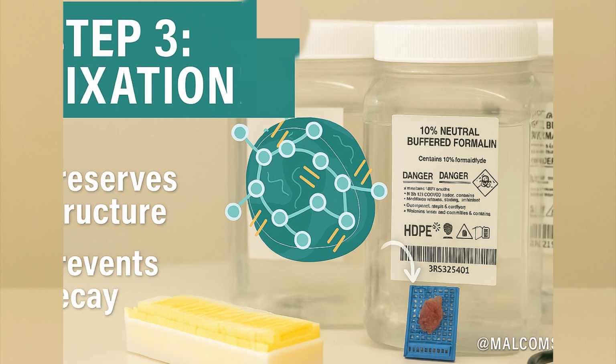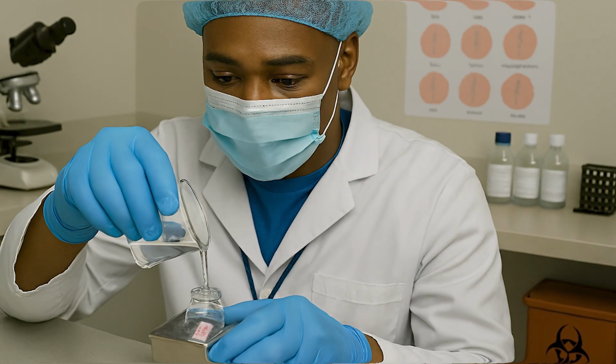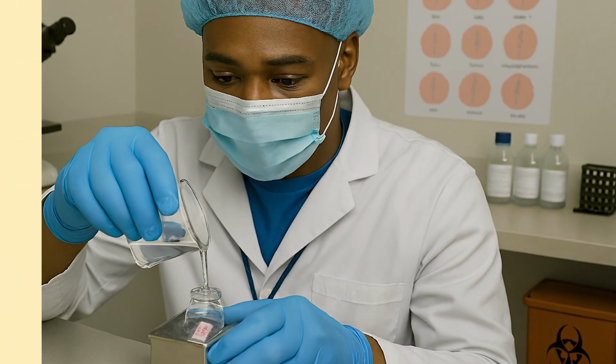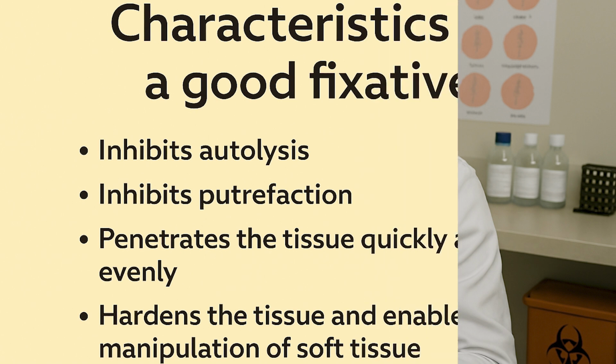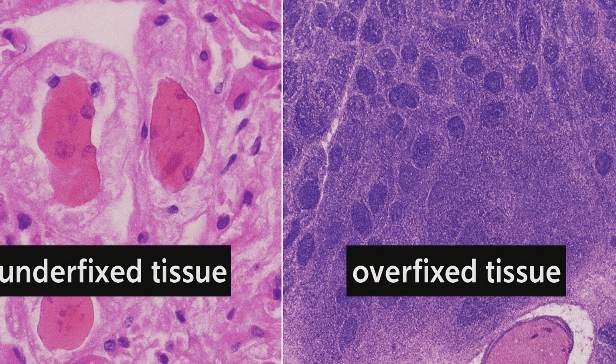Next up is fixation. To preserve tissue structure and prevent decay by autolysis or putrefaction, samples are immersed in a fixative, which is usually 10% neutral buffered formalin. Fixation preserves delicate structures, making sure nothing is lost before analysis. The duration of fixation is critical, whereby underfixed tissue may show artifacts, while overfixation can mask antigens.